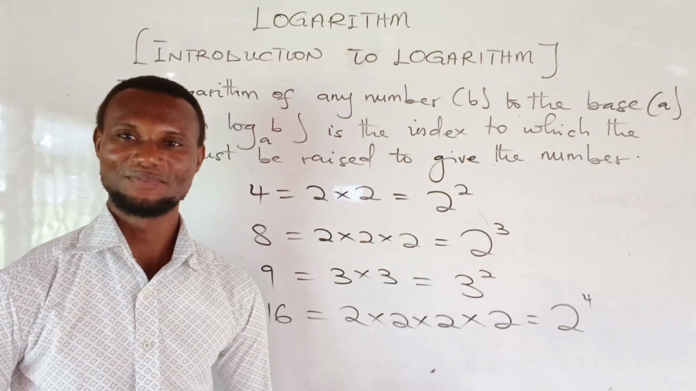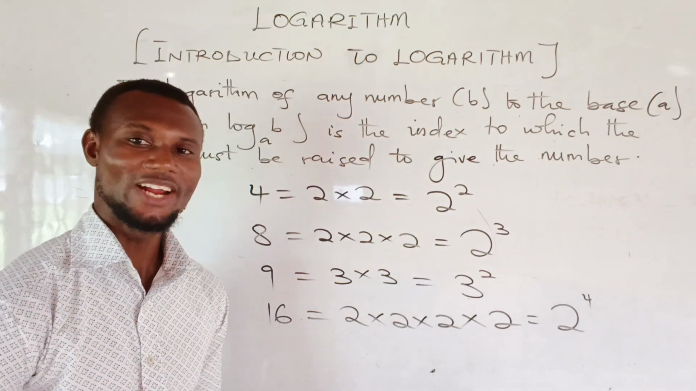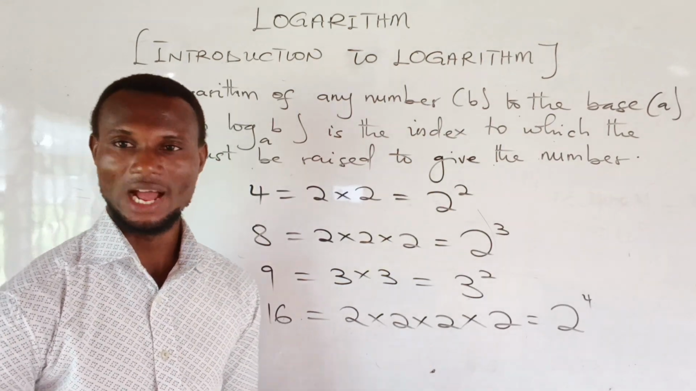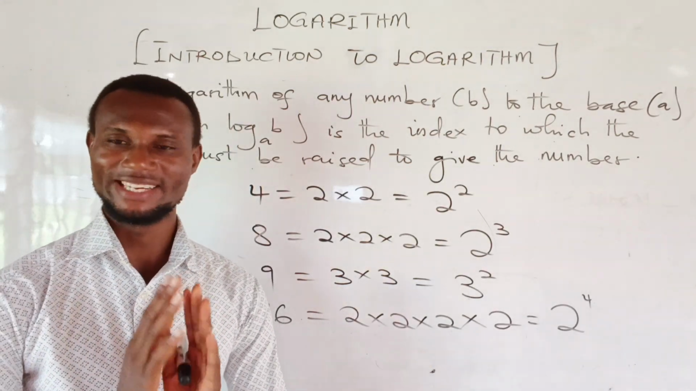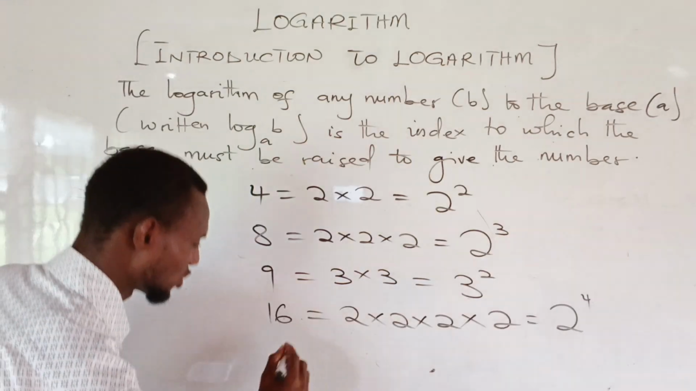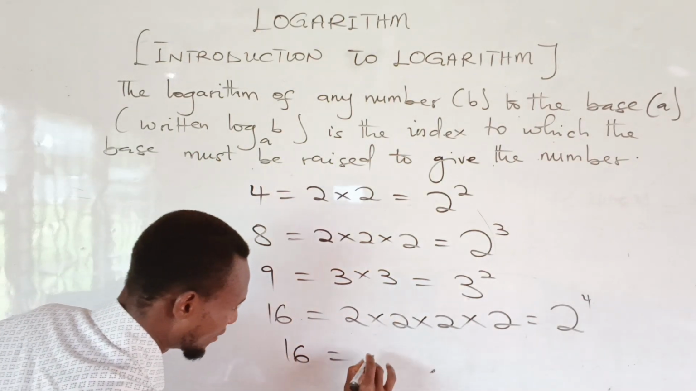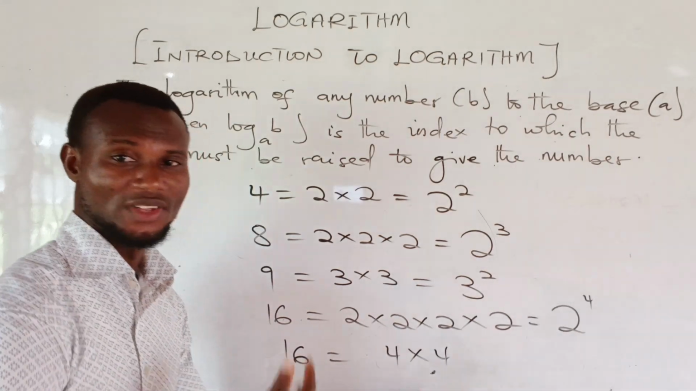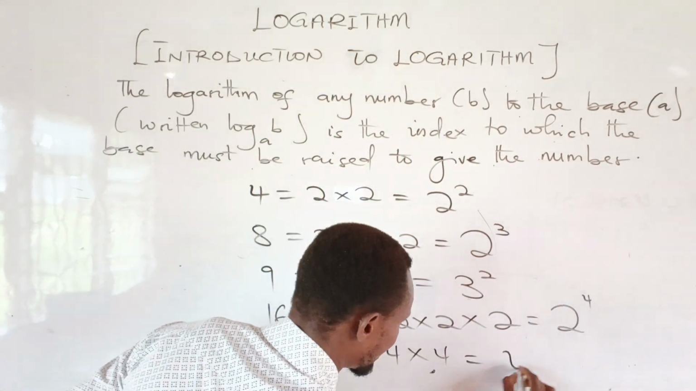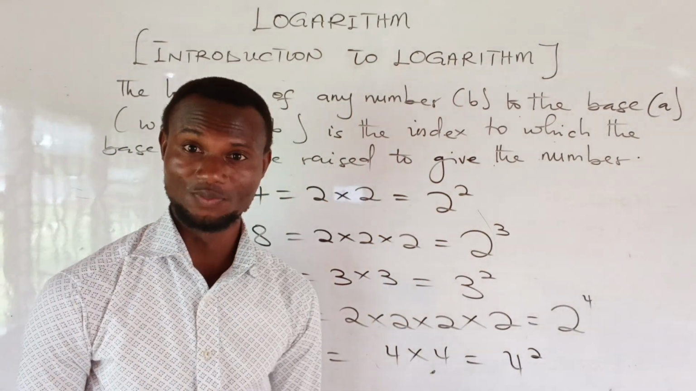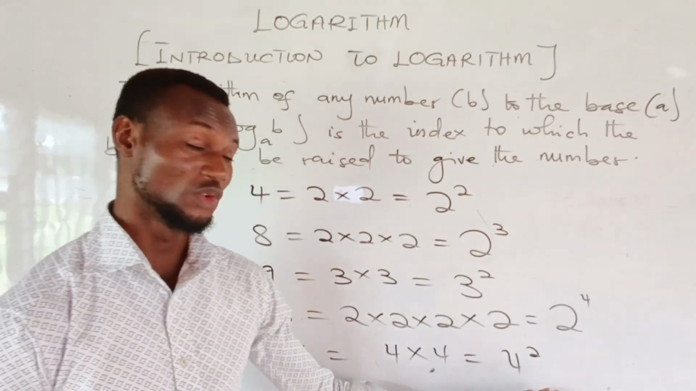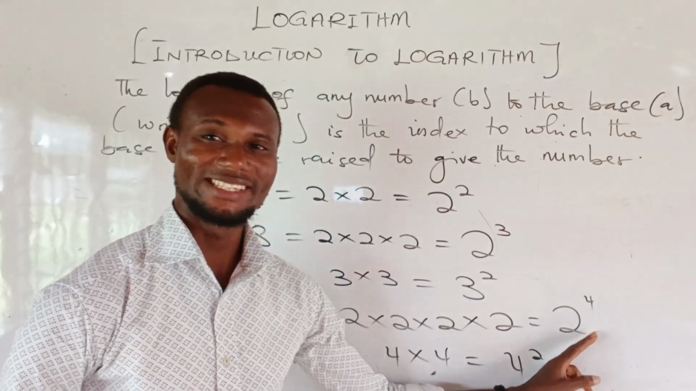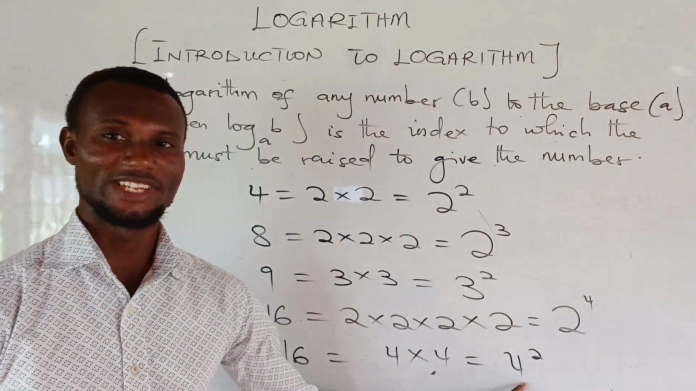Now, someone may be wondering, why not 4 instead of using the 2? If you use 4, there is nothing wrong with it. Someone can choose that 16 equals 4 times 4. 4 times 4 gives 16, so we'll write it as 4 to the power 2. There's nothing wrong with it when you do this. The only difference is that this is the simplified form of what you've written here.